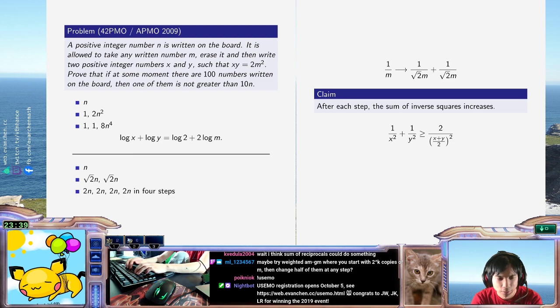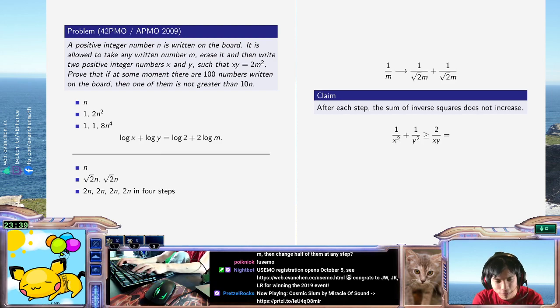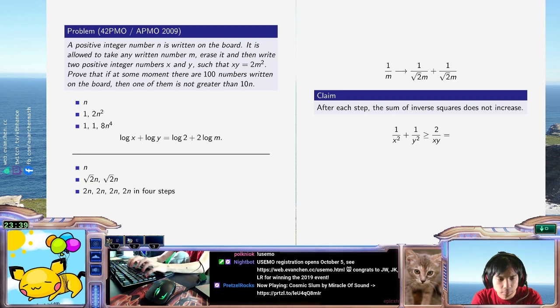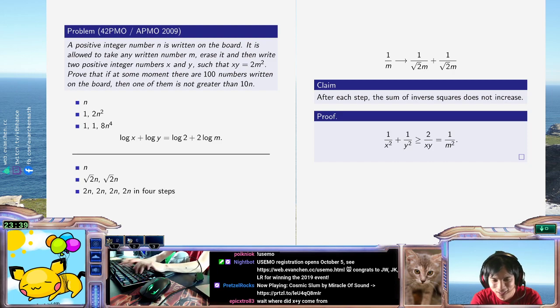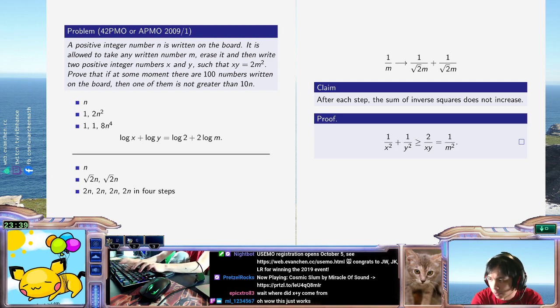Sorry, what am I doing? I'm supposed to use AMGM, right? Sorry, 2 over xy. Okay. We're not using concavity anymore. Okay, and this is 1 over m squared. Ignore that, I'm just being bad. It's AMGM, it's this way. Okay, so therefore, after 100 steps, the sum of square reciprocals is at most 1 over n squared.